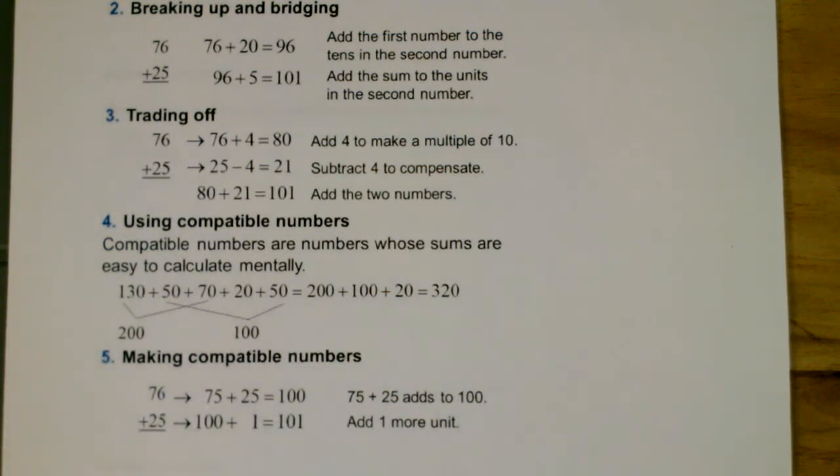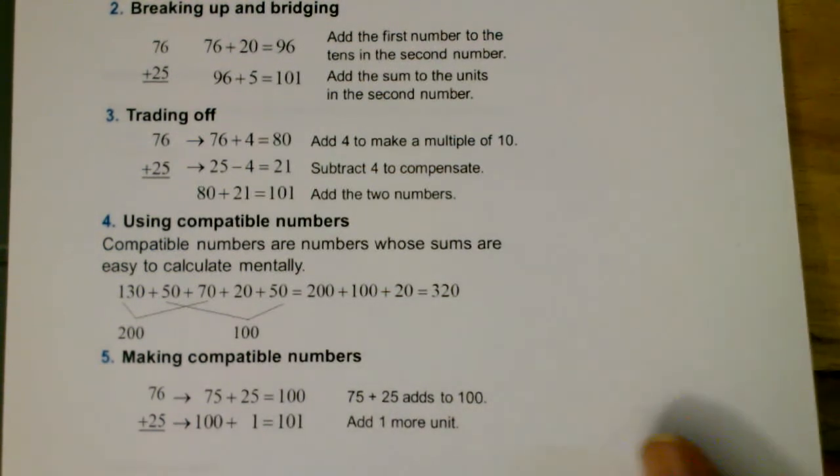And then next is making compatible numbers. This is procedure number 5. Well, for 76 and 25, a compatible number with 25 would be 75. So if I add 75 and 25 together, I'll have 100. But then 75 is 1 less than 76. So let's add the 1 to that 100. That would give you 101. Okay, so that's how we use compatible numbers here to add whole numbers.